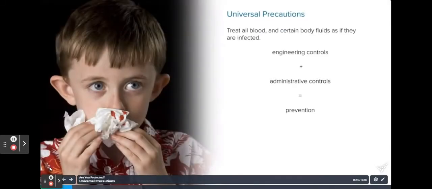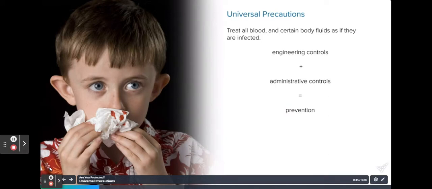Universal precautions is an approach to infection control used to protect employees from exposure to all human blood and OPIM. This means workers should treat all human blood and certain body fluids as if they are infected. Even elementary age students can be carriers of bloodborne diseases. Universal precautions is the best way to minimize workplace exposures.